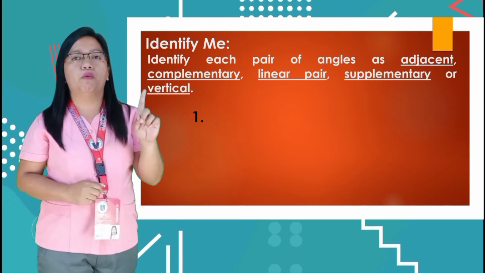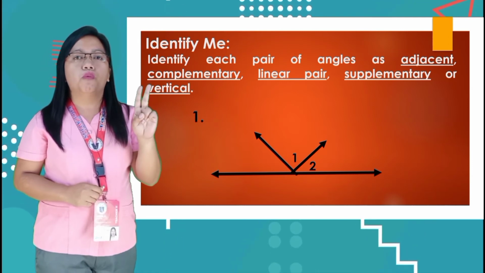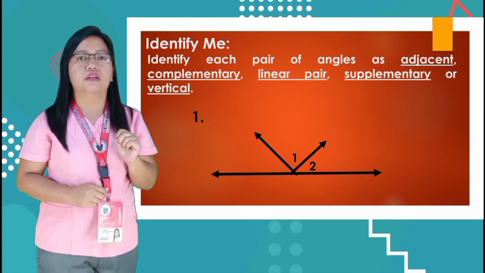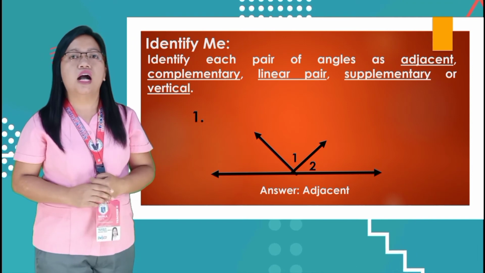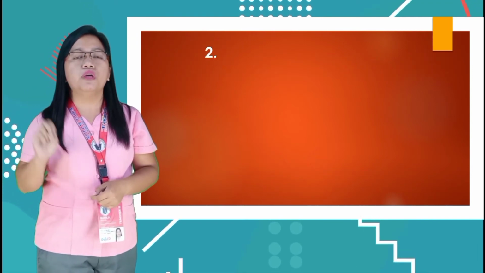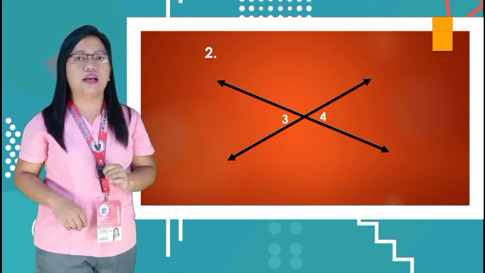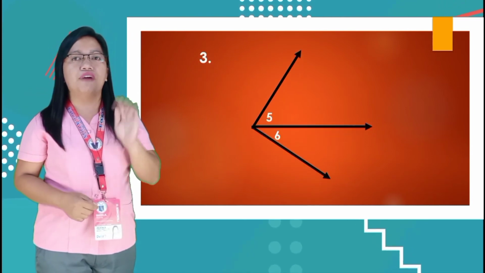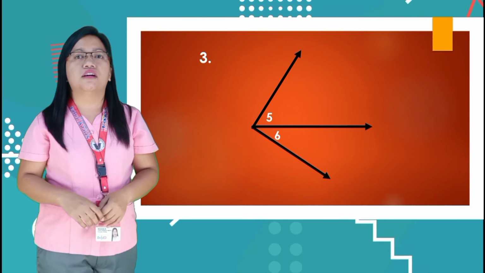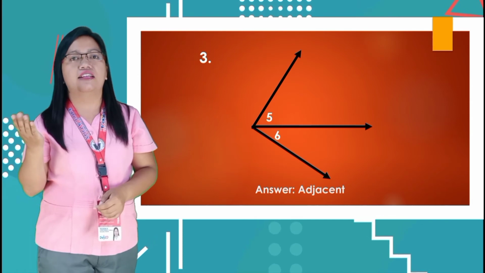Okay, let's have number 1. Given the angle 1 and angle 2, what is your answer? You are right, the answer is adjacent. How about number 2? We have angle 3 and angle 4. The answer is vertical angle. Very good. Next, number 3. Given angle 5 and angle 6. Correct. The answer is adjacent angle.